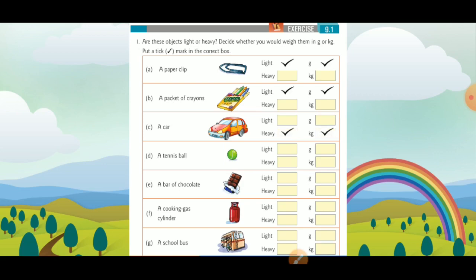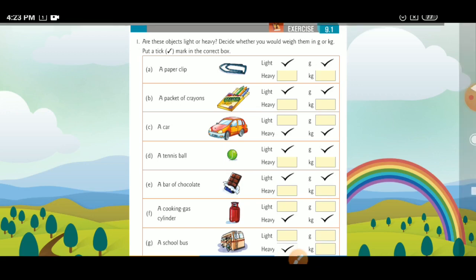A tennis ball. It is light and we measure it in gram. A bar of chocolate. So chocolate is light and we measure it in gram. A cooking gas cylinder. It is heavy. We cannot carry it easily, and we measure it in kilogram. A school bus. Can we carry it? No. So, school bus is heavy and the mass of a school bus we measure in kilogram.